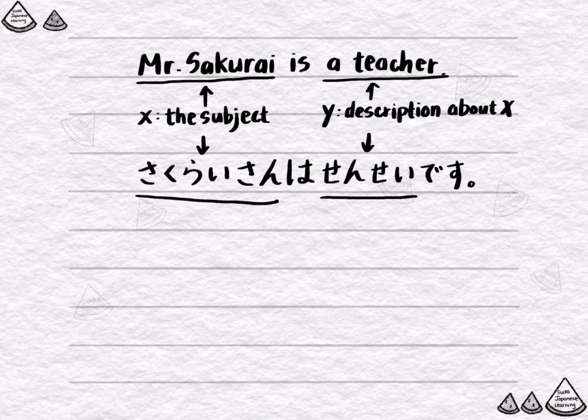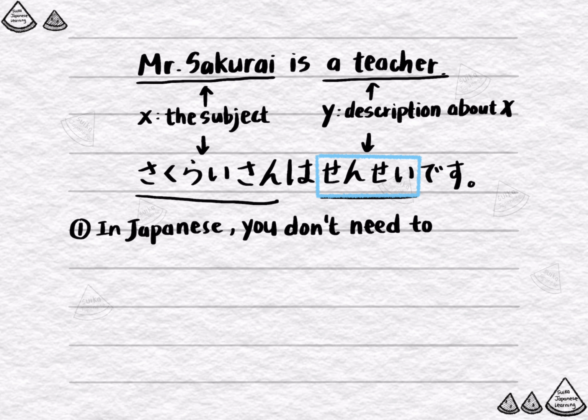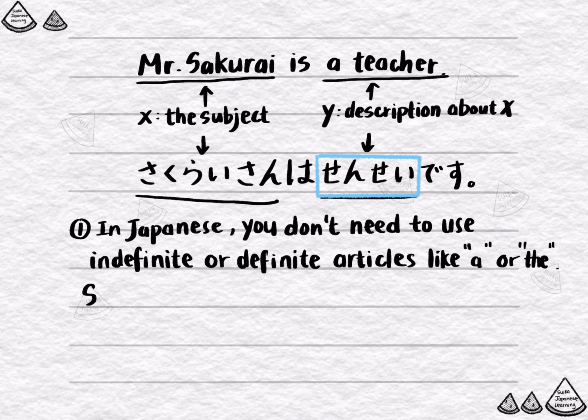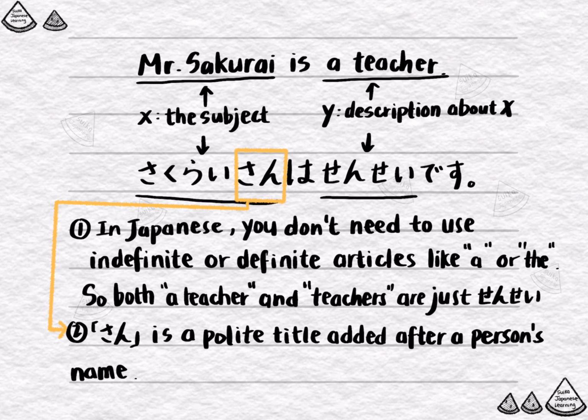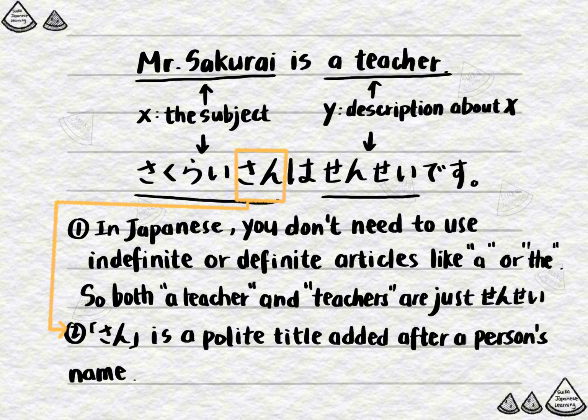There are a few things to note. In Japanese, you don't need to use indefinite or definite articles like a or the, so both a teacher and the teachers are just sensei. San is a polite title added after a person's name. Instead of saying you, Japanese speakers often use the person's name with san to refer to them directly.